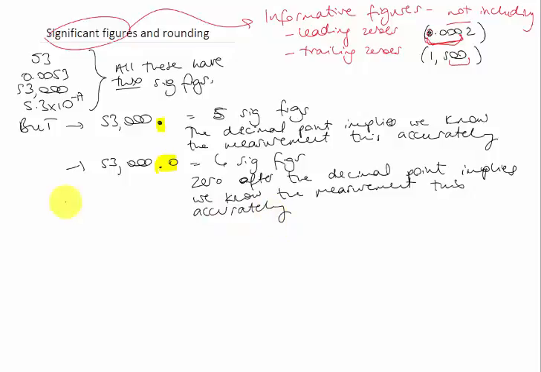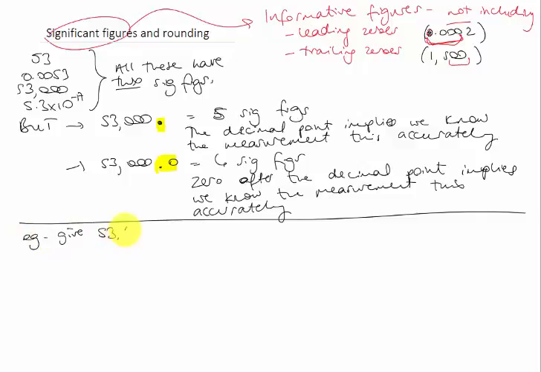So I might give you a number and tell you to give it with a particular number of significant figures. So for example, how about give, let's say, 53,247 to 2 significant figures. So these first 2 are the most important ones, that's 1, 2, and then we have to get rid of all of these. So we'd call that 53,000.